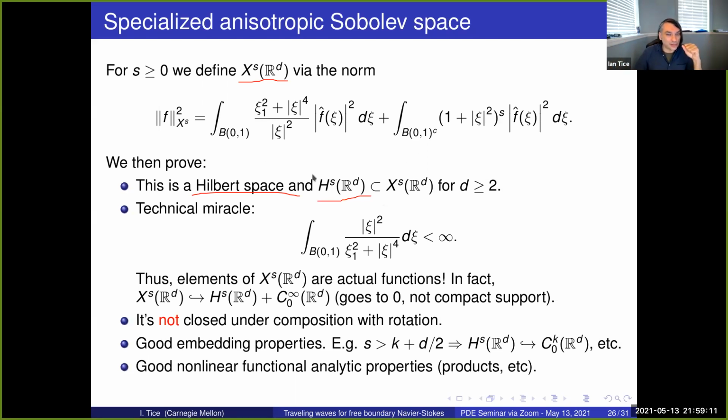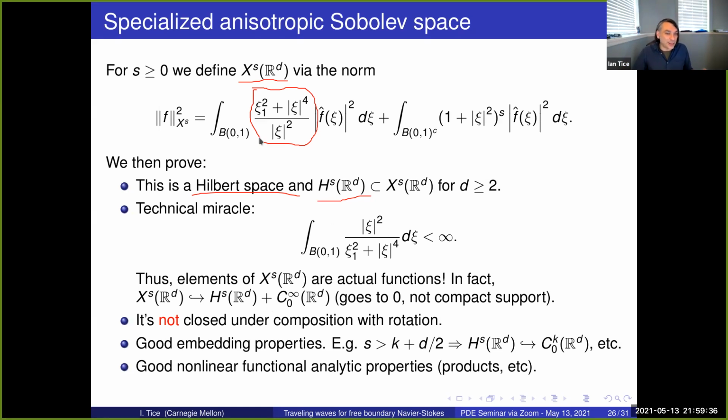And then a technical miracle occurs where the inverse of this low frequency multiplier is integrable. And what that means is for the low frequency part of my function f in this function space, I can guarantee that it's in L^1. And so the low frequency part will be both band limited and in the Wiener algebra. So it's going to have all sorts of very nice properties.